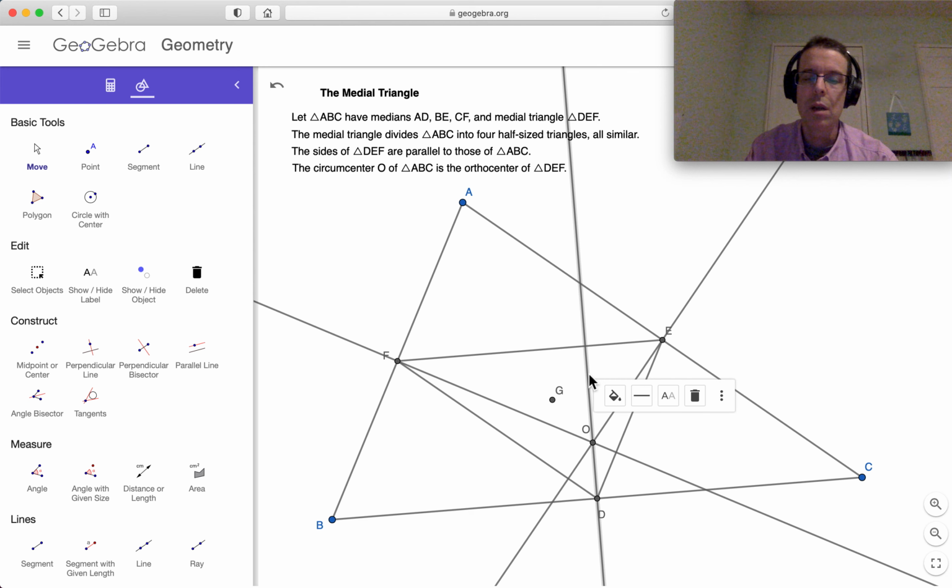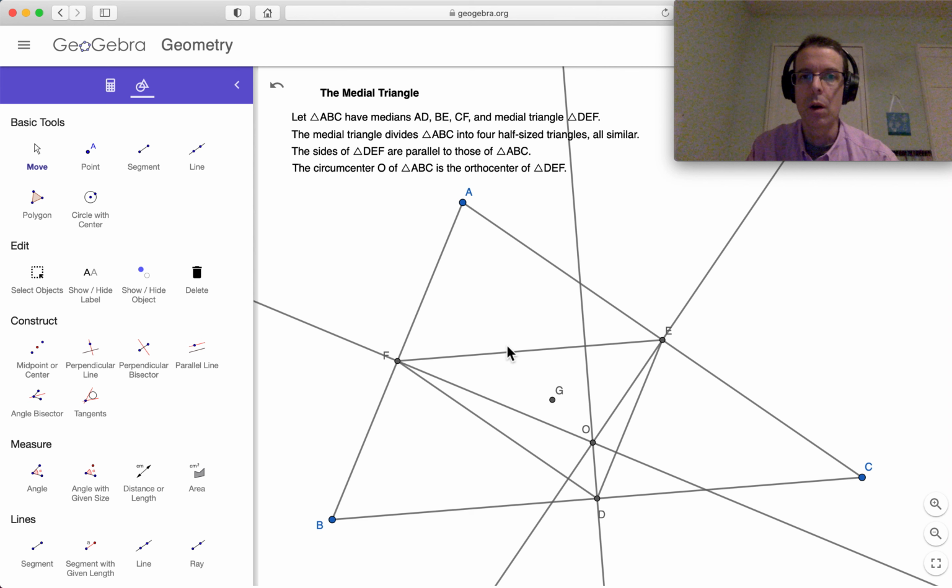Is that a coincidence? No, that's absolutely not a coincidence. We've just shown that line EF is parallel to line BC. And if this line, which is the perpendicular bisector of BC, is actually perpendicular to BC, then it must be also perpendicular to anything parallel to BC. In particular, it must be perpendicular to EF. So these lines are not perpendicular bisectors of the lines in the triangle DEF, but they are perpendicular to those lines. So, well, what are they?